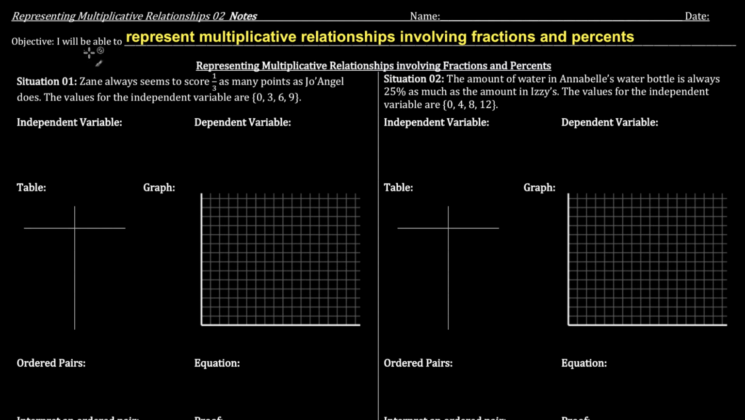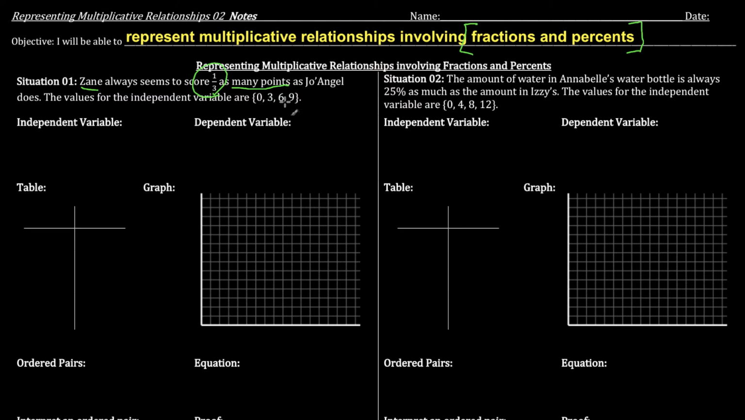All right, so in this lesson, we are representing multiplicative relationships again, but this time they will involve fractions and percents. So situation 1: Zane always seems to score 1/3 as many points as Joe Angel does. The values for the independent variable are 0, 3, 6, 9.